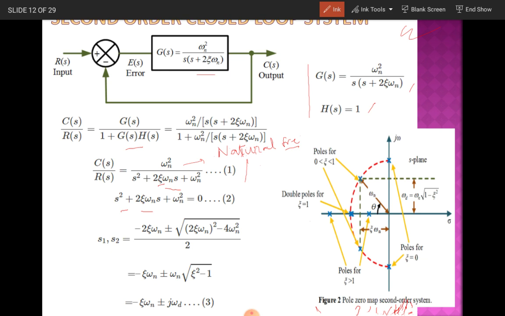Solving this characteristic equation you will get two roots, s1 and s2. s1 is equal to minus delta omega_n plus j omega_d, and the other root is minus delta omega_n minus j omega_d. Here omega_d is equal to omega_n square root of 1 minus delta squared. These two are the closed loop poles of the system.